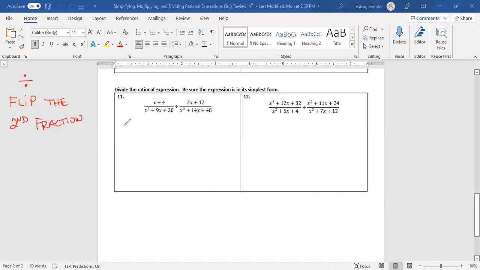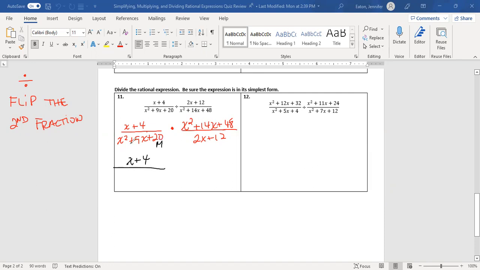Okay, so I'm going to rewrite the first one, x plus 4 over x squared plus 9x plus 20. I'm going to change to multiplication and I'm going to flip this. So it becomes x squared plus 14x plus 48 over 2x plus 12. And now we factor it. So x plus 4, that's in its most simplified form. So I'm going to leave that alone.